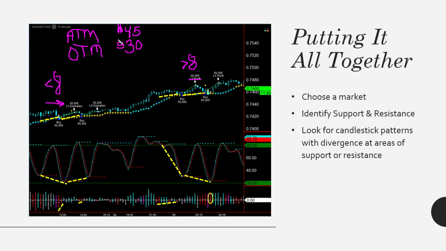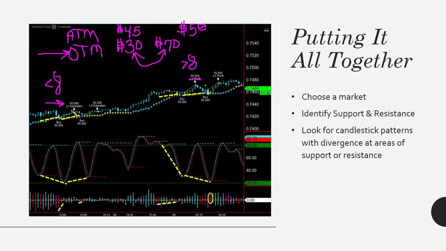So if every binary pays out $100, that means your profit potential on an at the money is $55, and your profit potential on an out of the money is $70. Okay? So you're risking 45 to make 55, or you're risking 30 to make 70. Now, of course, the out of the money are my favorites, because you are risking lower to make a higher profit.